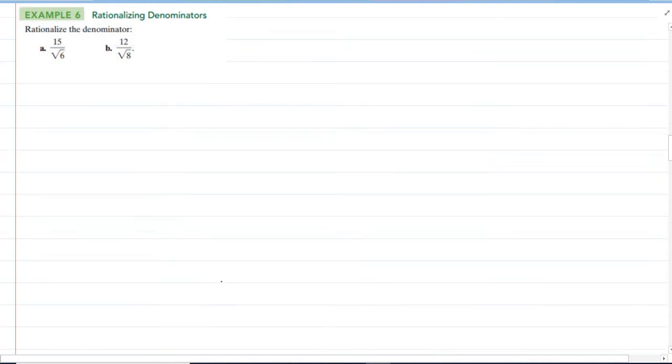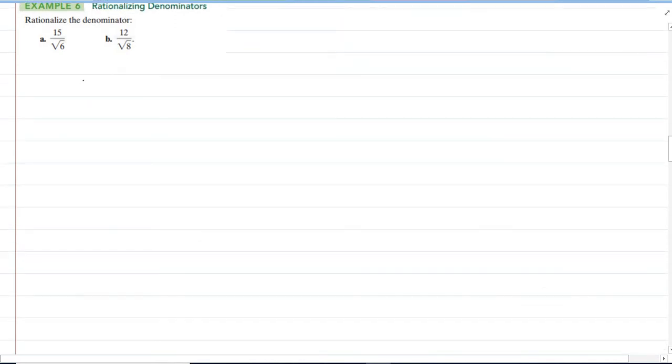Okay, example 6. Rationalize the denominator. When they're asking a question like this, all you're doing is getting rid of the square roots under the denominator. So for part A, you're just going to multiply by square root of 6 over square root of 6. When you multiply this, it's still actually 1, so you didn't change the value of your expression. Okay, so that's why you can do this.